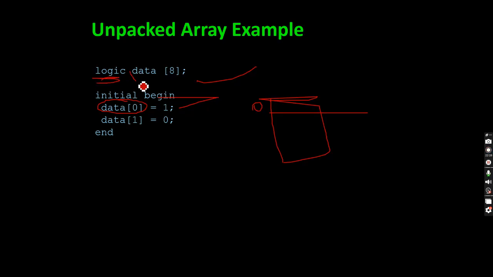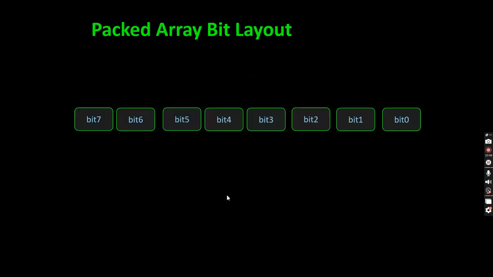If we use something like logic [7:0] data [8], in each location we can store up to 2 to the power of 8 minus 1. That's the maximum value we can store, from 0 to 2 to the power of 8 minus 1. So like that, based on the declaration, the memory storage will change.